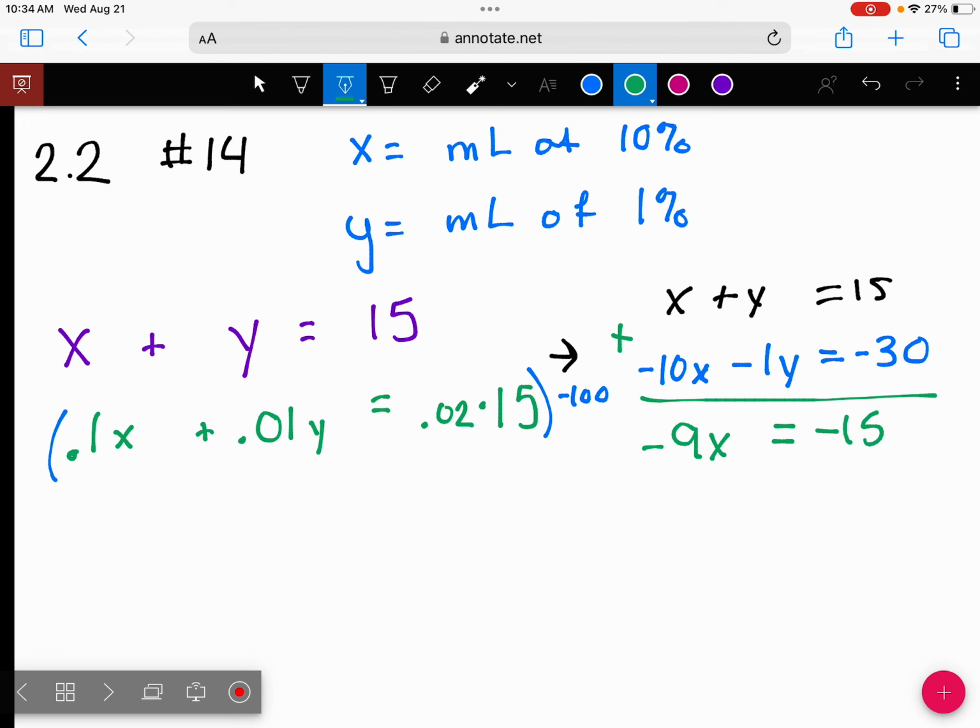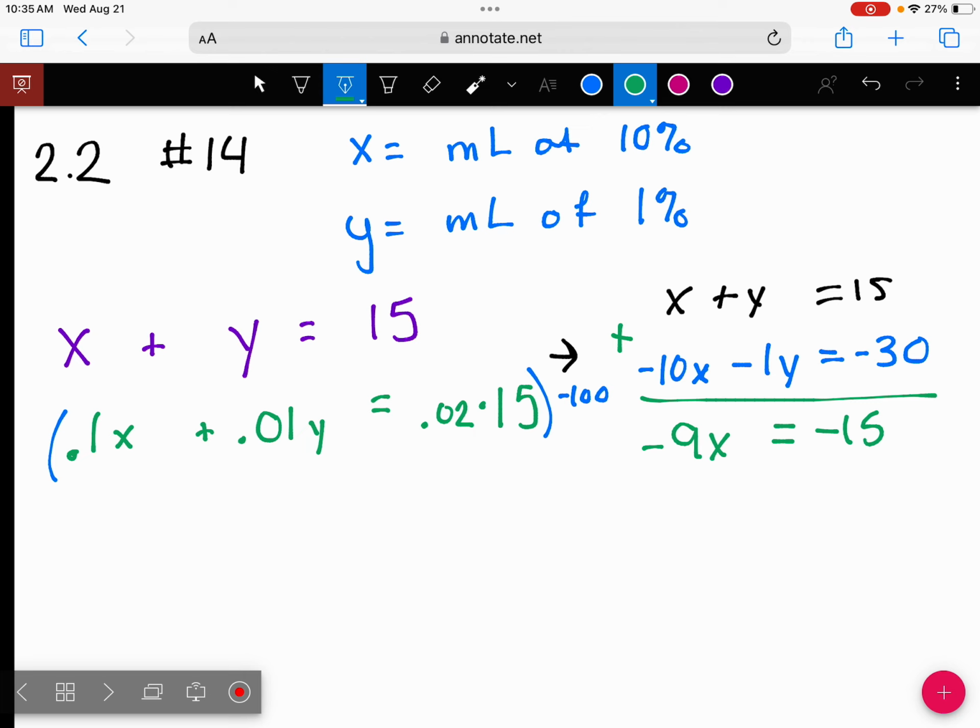Since this is multiplication, 0.2 times 15 times negative 100, it's only one step. If it was 0.2 plus 15, yes, we would need to distribute like we did over here. But since they're all multiplication, it's just times.